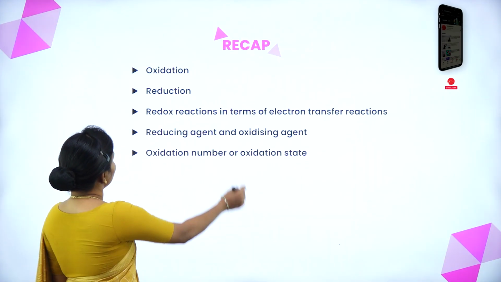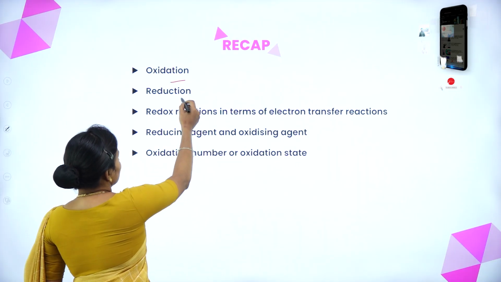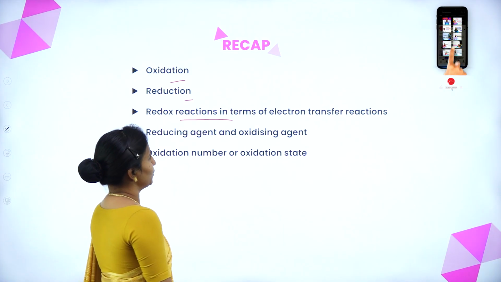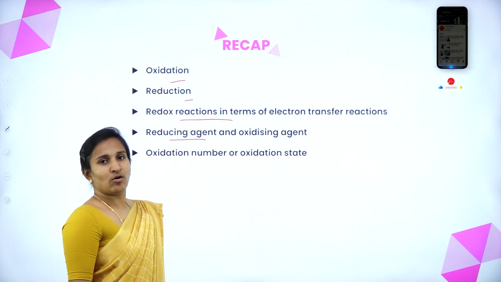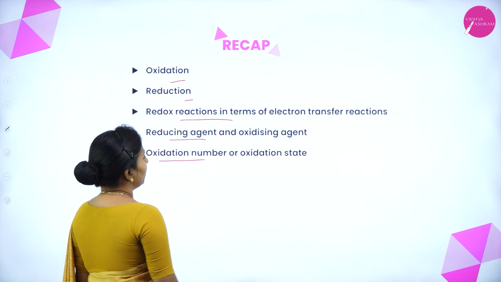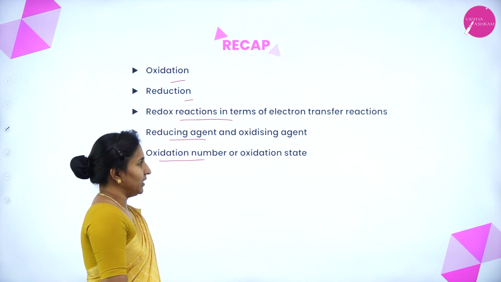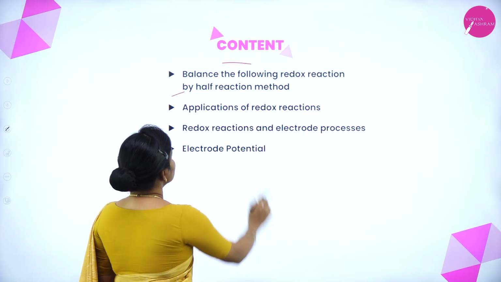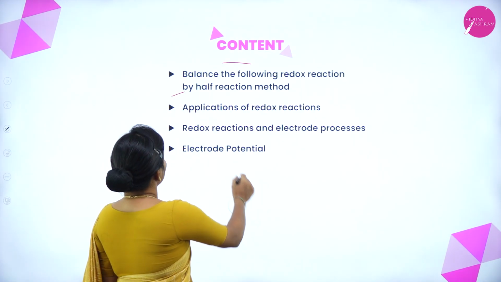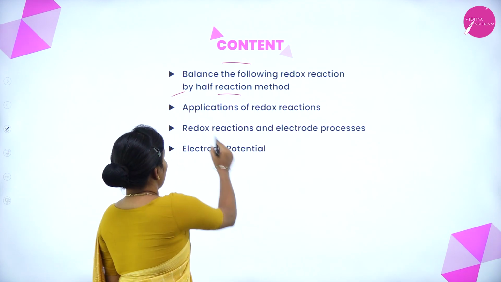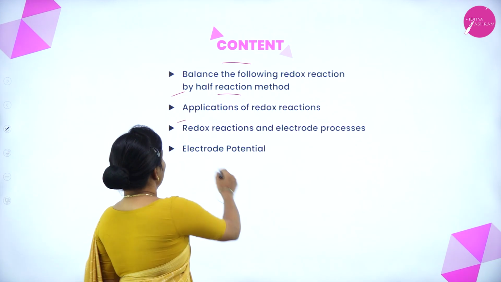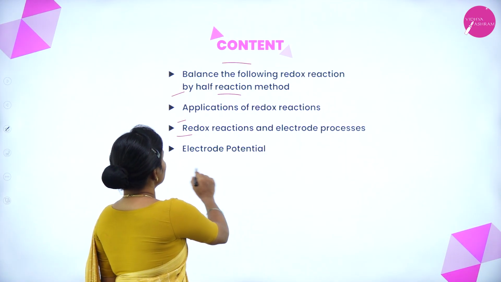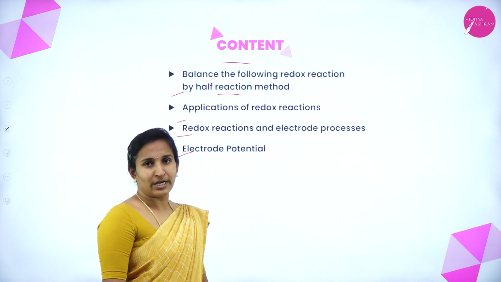In the previous session we discussed oxidation, reduction, redox reaction in terms of electron transfer reaction, reducing agent and oxidizing agent, oxidation number or oxidation state. In this session we are going to discuss balancing redox reactions by the half reaction method, applications of redox reactions, redox reaction and electrode potential, process or electrode process and electrode potential.